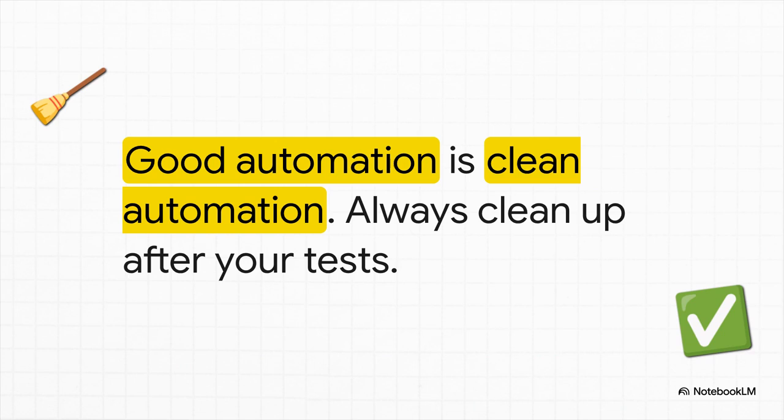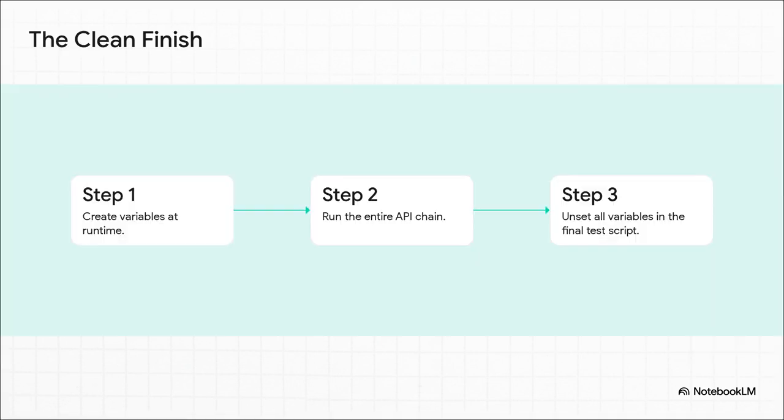Okay, last pro tip, and this one's important. Good automation is clean automation. It cleans up after itself. So, just like we created those variables on the fly, we should also get rid of them when we're done. So here's what the full professional workflow looks like. You create your variables dynamically before the test starts. You run your whole API chain, then in the script for the very last request, in our example, the delete call, you get rid of all those temporary variables. That way, you start fresh every single time.